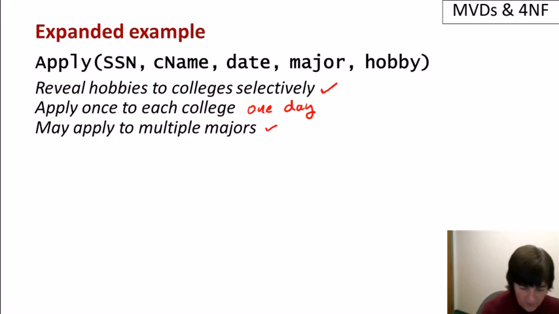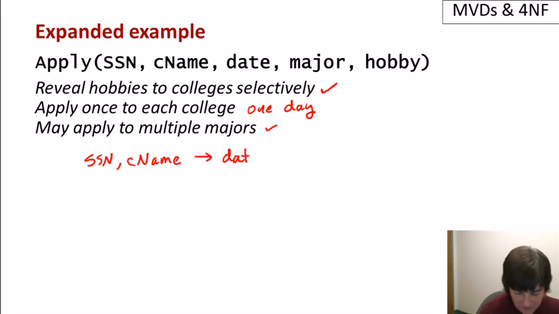So that would say that when we have a particular student and a particular college, that's always going to have the same date. So any two tuples for a student and college combination will be on the same date.